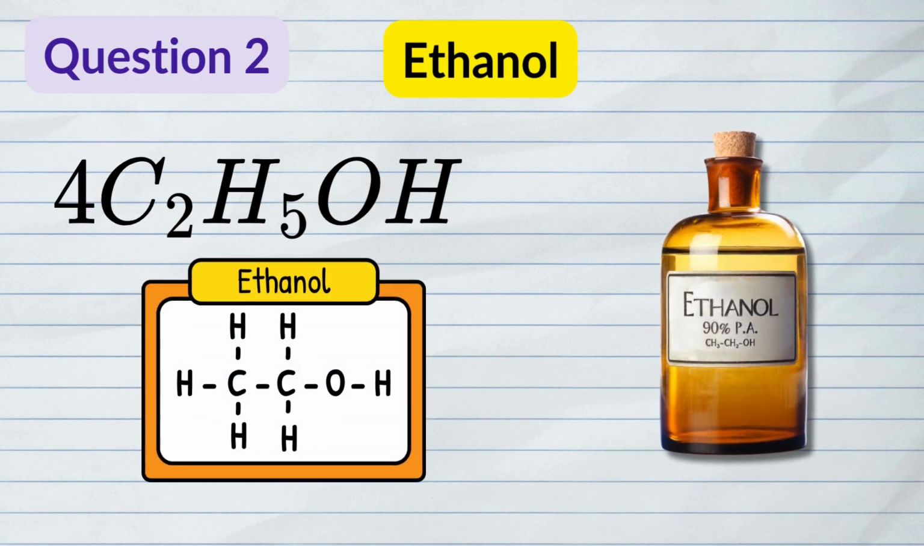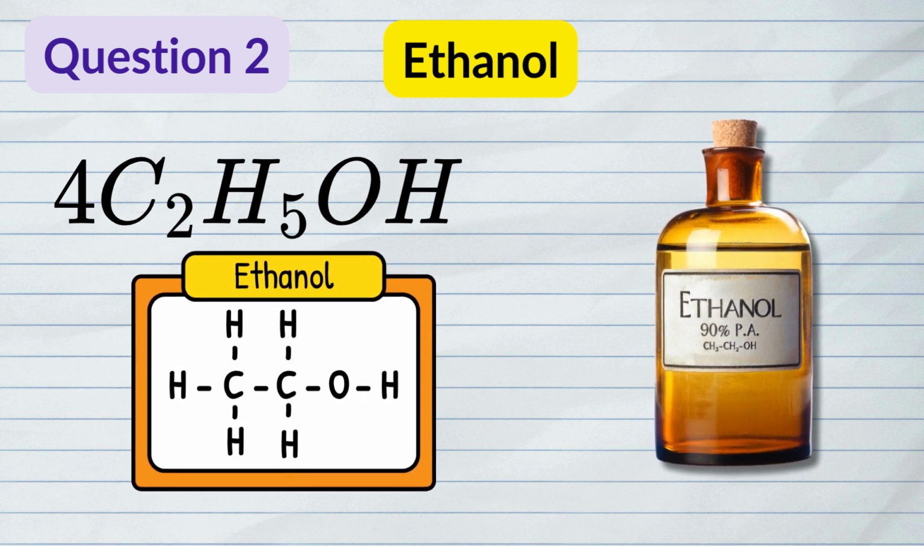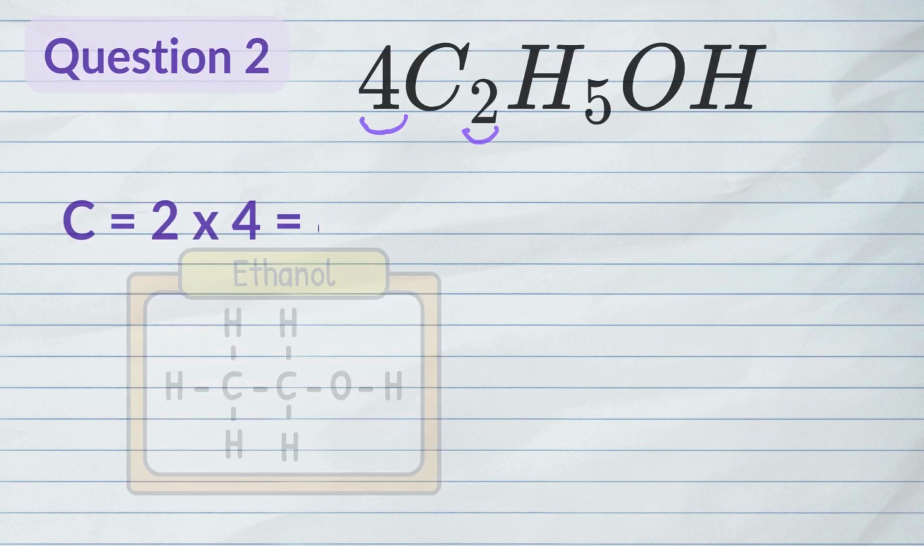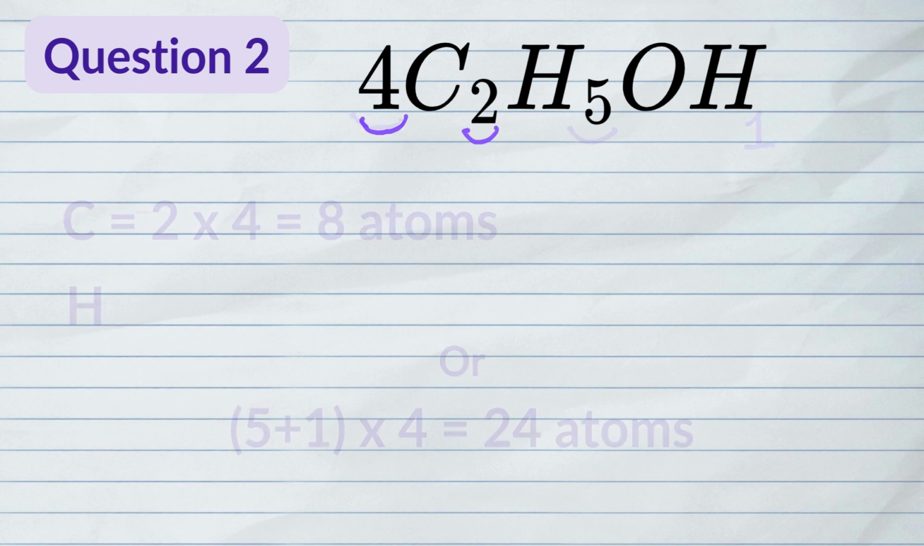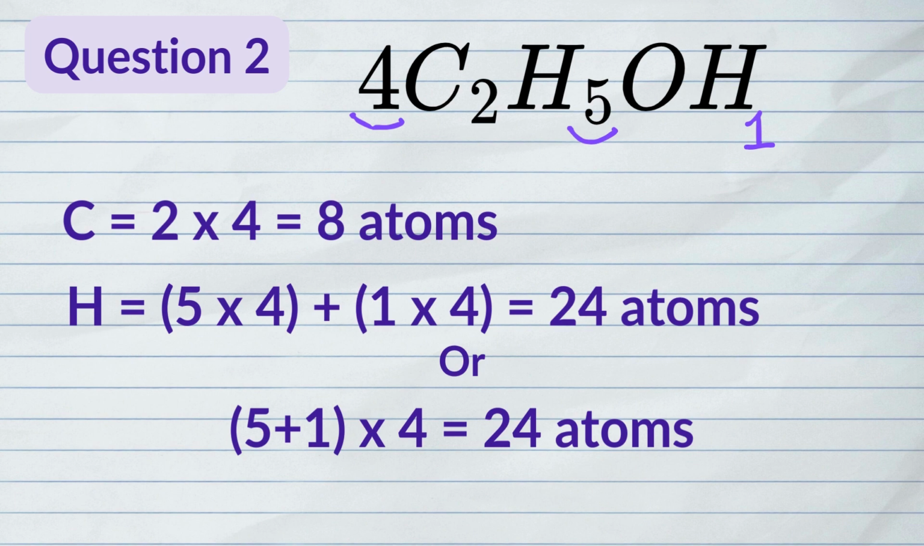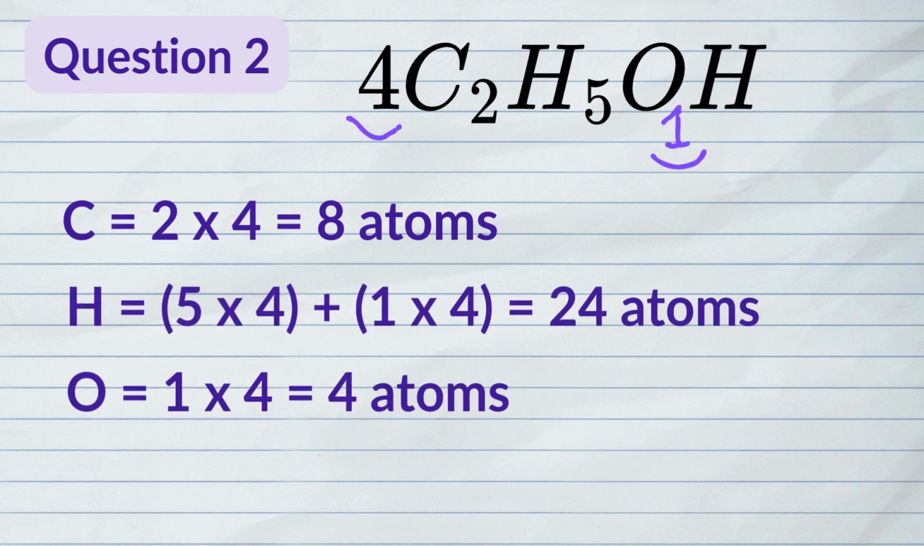Question 2. Ethanol, 4C2H5OH. Since there are 4 molecules of ethanol, carbon equals subscript 2 times coefficient 4 equals 8 atoms. Hydrogen equals subscript 5 times coefficient 4 plus subscript 1 times coefficient 4, which equals 24 atoms. Oxygen equals subscript 1 times coefficient 4 equals 4 atoms.